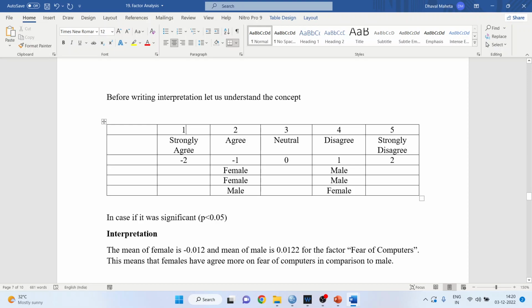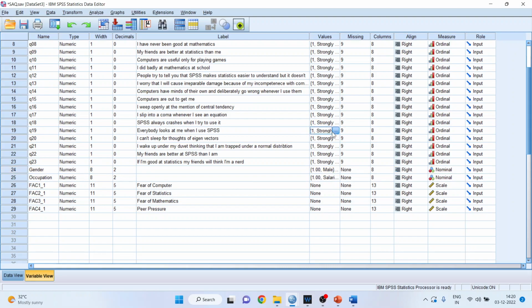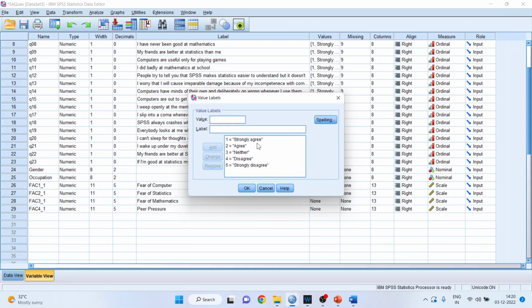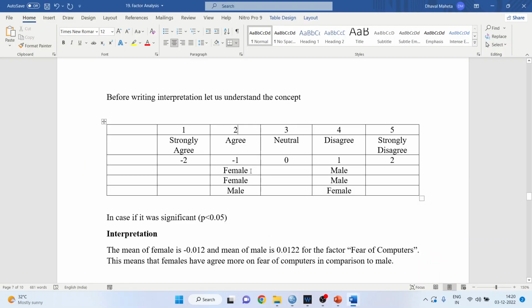1 is coded as strongly agree, 2 is coded as agree, 3 is neutral, 4 is disagree, and 5 is strongly disagree. You can see this from your coding window. Go in variable view and see the codes which have been given. When we run this factor analysis, these scores will be standardized. So now I will get the result according to the standardized score: -2, -1, neutral is 0, 1, and 2.